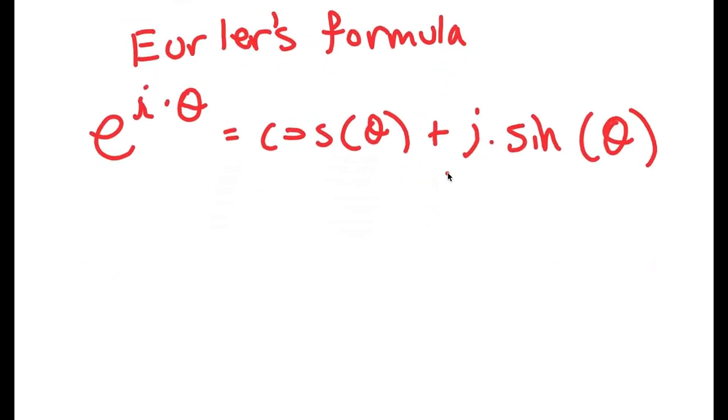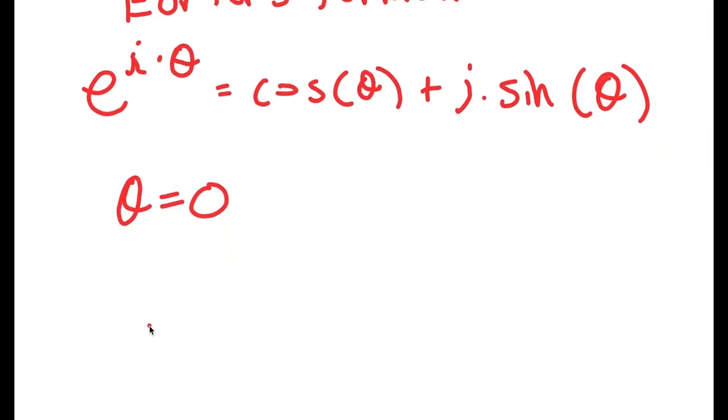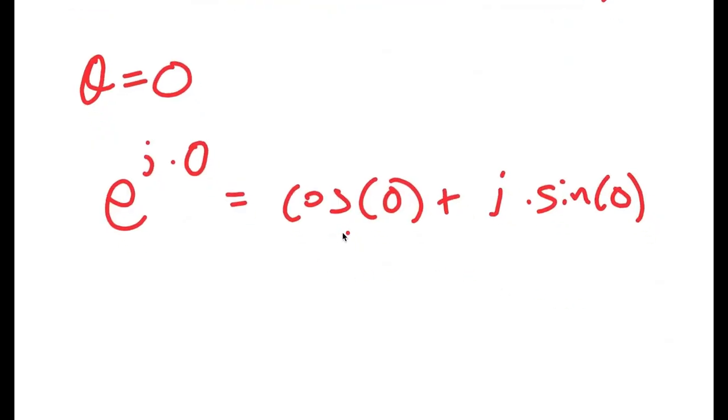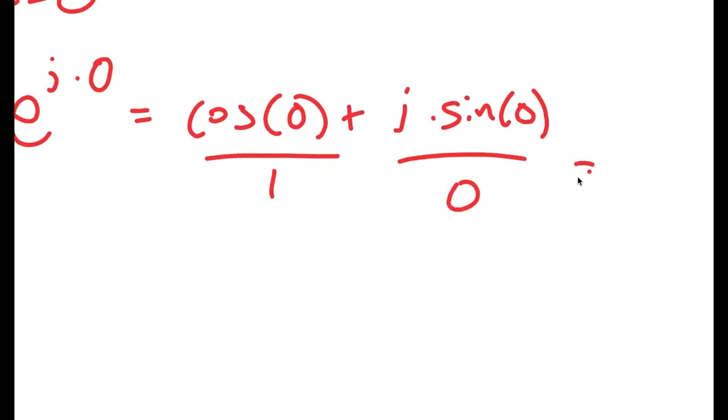just hang on. So let's say that theta is equal to 0, right? Say that theta equals 0. So now I get e to the power of i times 0 is equal to cosine of 0 plus i times sine of 0. Cosine of 0 is 1 and sine of 0 is 0. So I get this all is equal to 1.